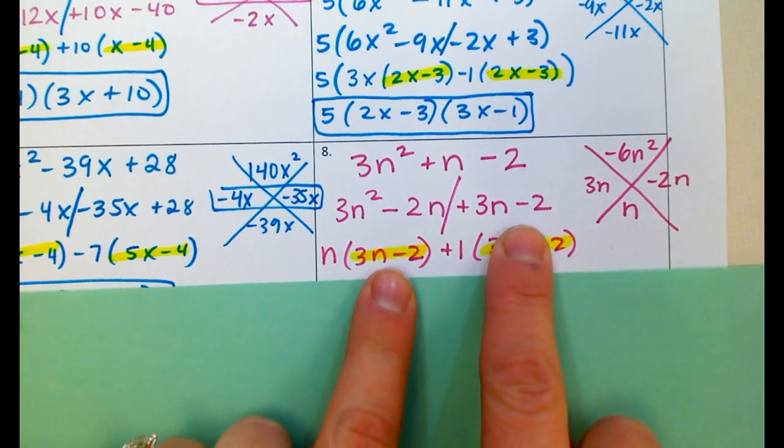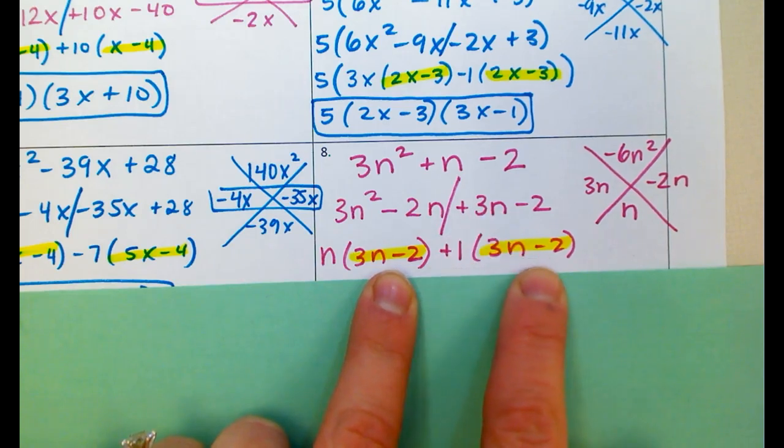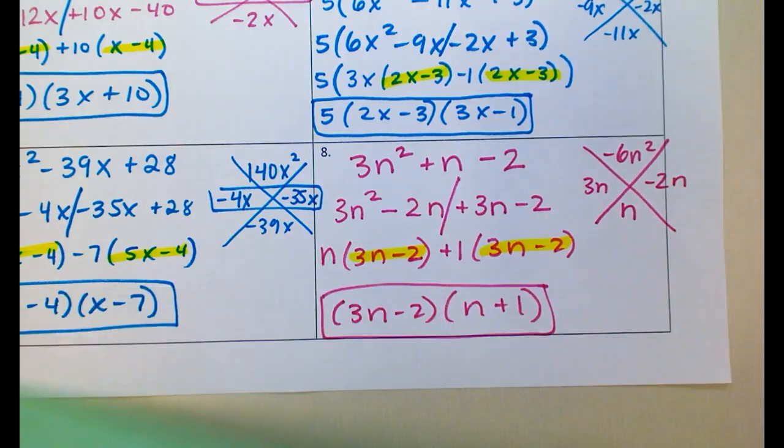Noticing that these are the same exact things already, I still had to factor something out. So I factored out a positive 1, leaving 3n minus 2. So my two factors were 3n minus 2 and n plus 1.